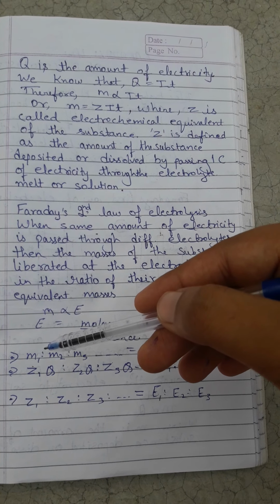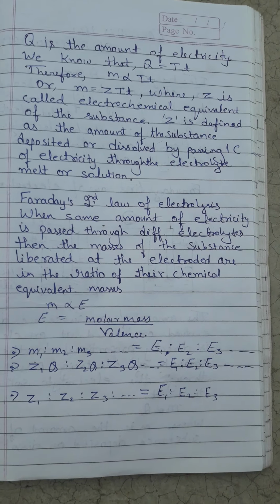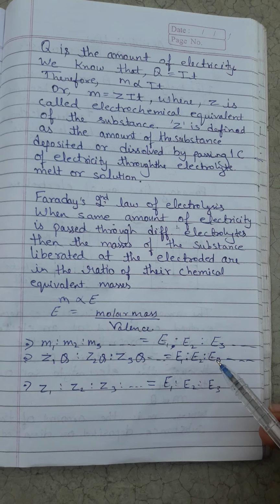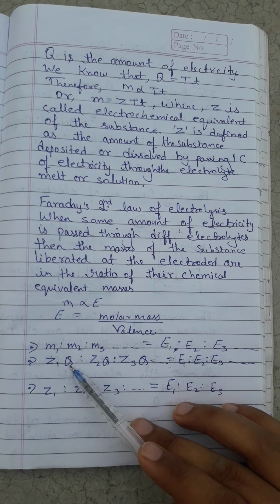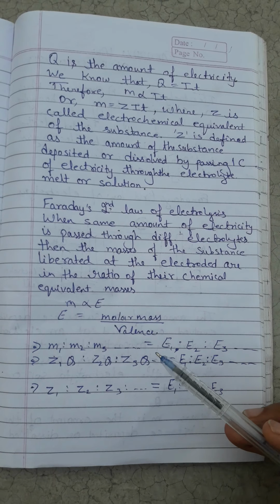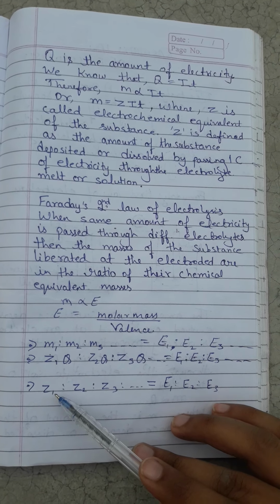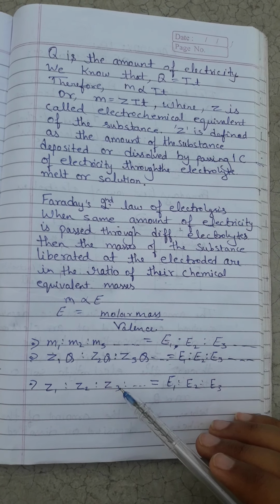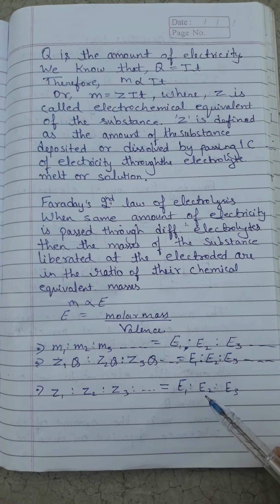So we can write in place of M1, Z1Q : Z2Q : Z3Q equals E1 : E2 : E3 and so on. It comes from the first law, and as the charge is the same in all the electrolytes, by neglecting Q, Z1 : Z2 : Z3 and so on is equal to E1 : E2 : E3 and so on.